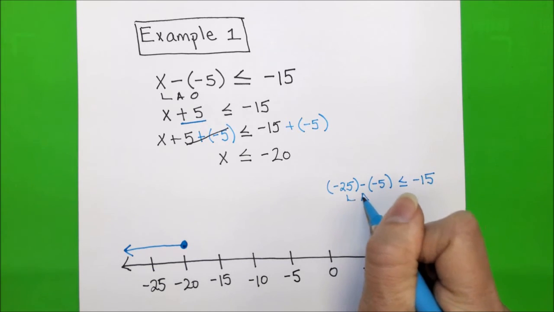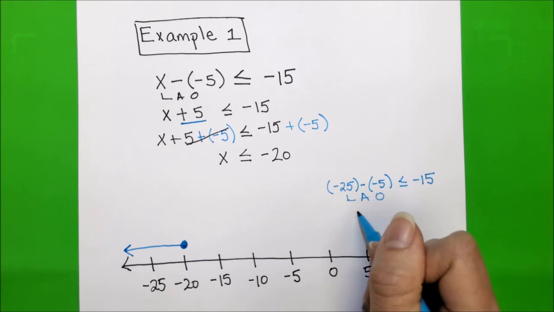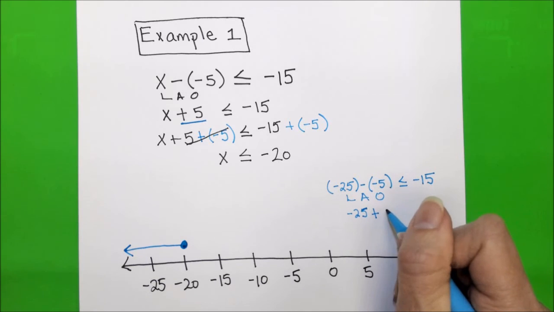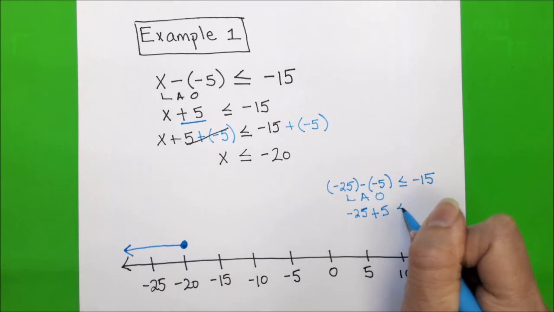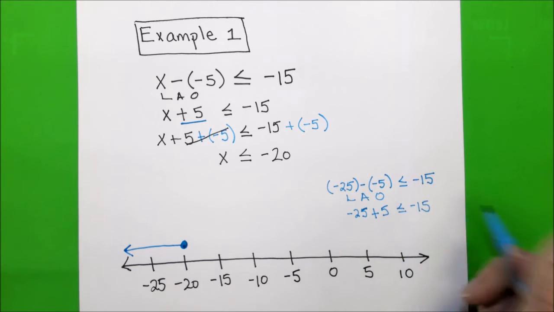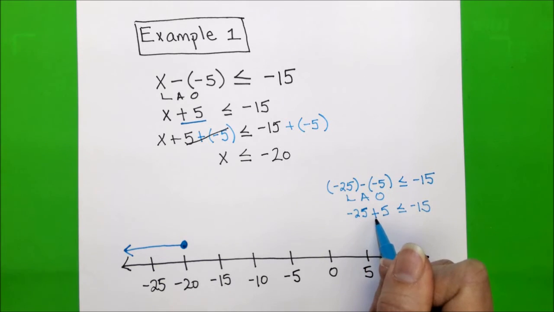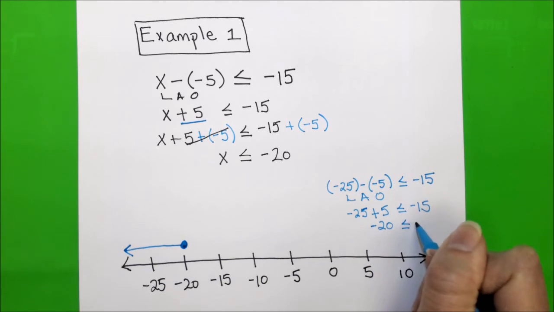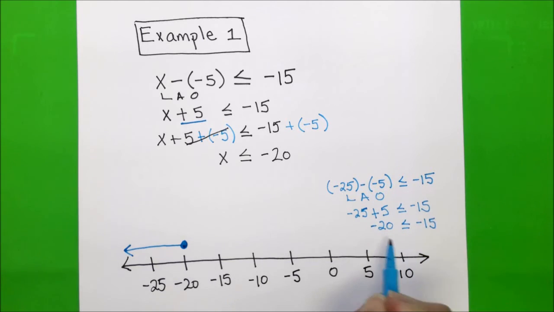Again, I do LAO, -25 stays the same. I add, and then the opposite of -5 is 5. And now working it out, -25 plus a +5 gives me -20, and -20 is less than -15.